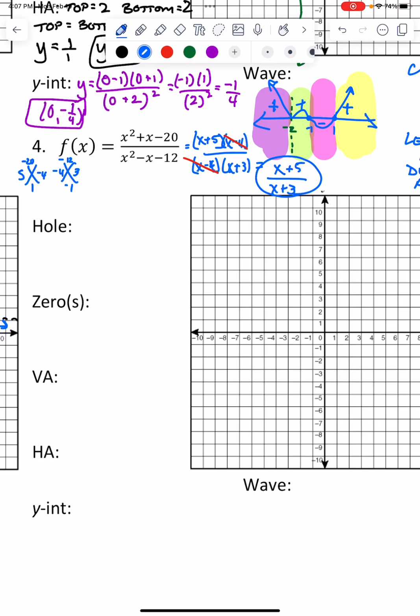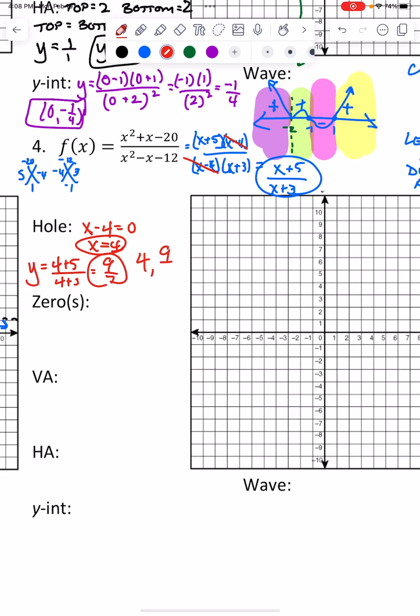So we do have a hole in the graph, right? Because we canceled out x minus 4. So we set that equal to 0. And then for the y coordinate of that, we plug it in. So that would be 9 over 7. So ugly number here. 4 comma 9 over 7 is where that hole is going to be.